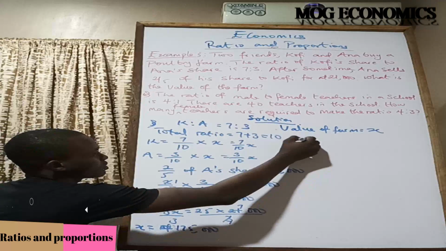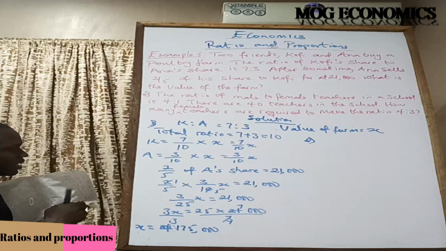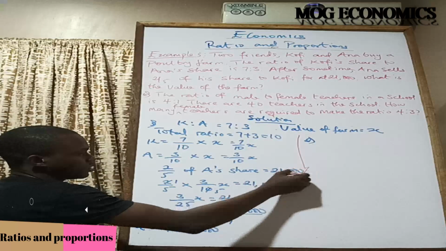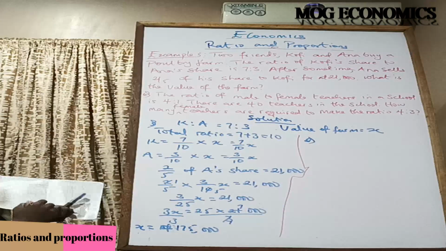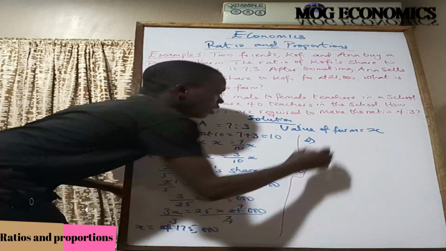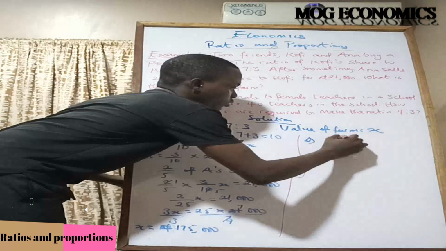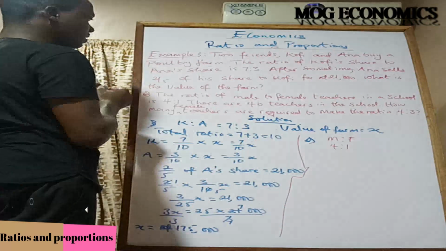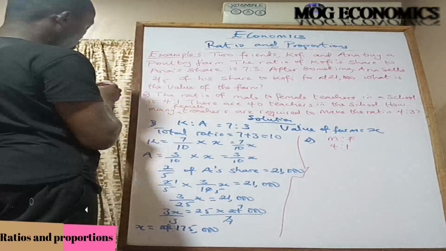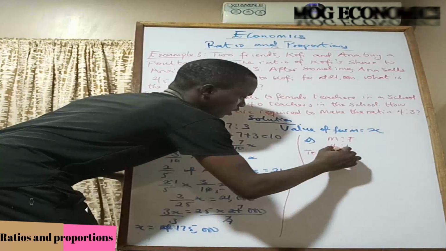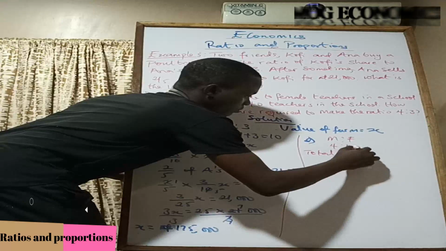And for number 6, I'm just trying to bring different questions so that I can see different ways I can approach them. It says the ratio of male to female teachers in the school is 4:1. So I have male to female as 4:1. But it says there are 40 teachers in this school. So the total number of teachers equals 40.